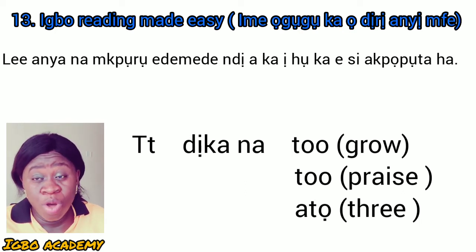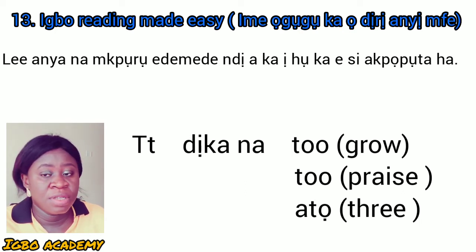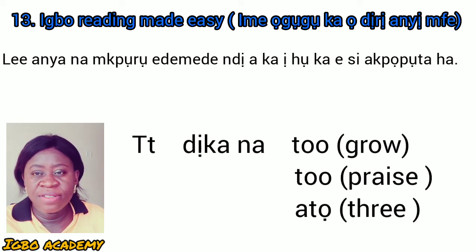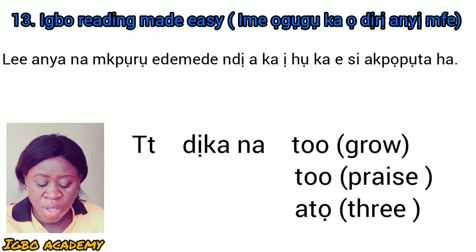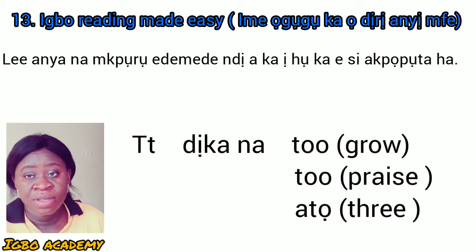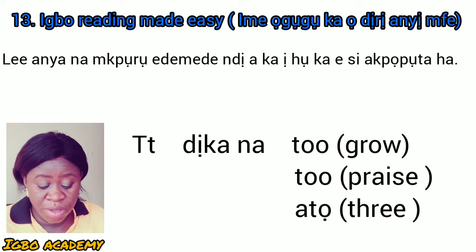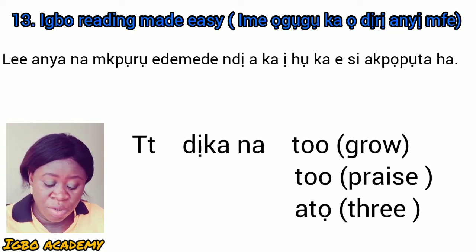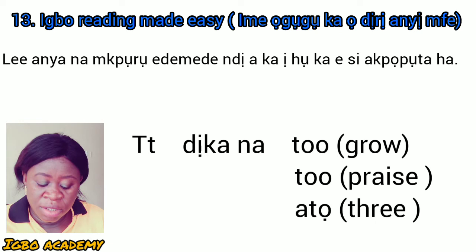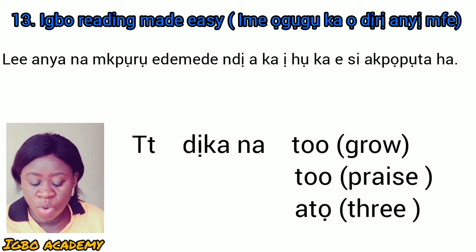Then another to means praise. Then ato means 3. Ato is 3. You know from counting, ọnụọgụgụ in Igbo language. Otu, abo, ato. So ato is 3. So T, dịka na to, grow.